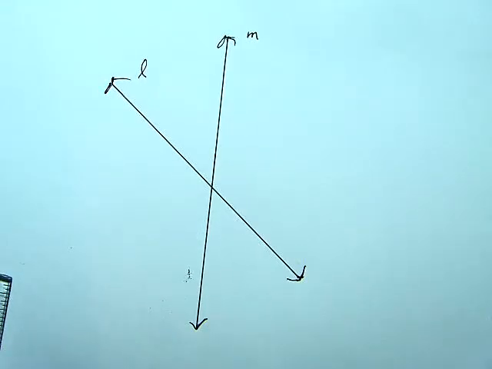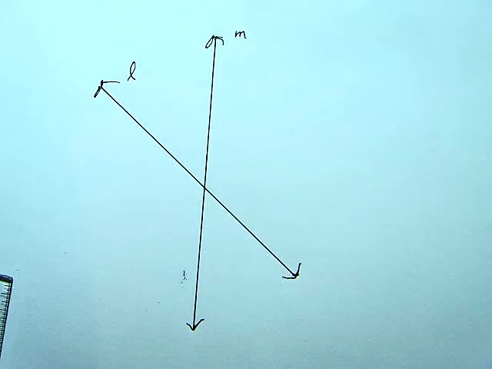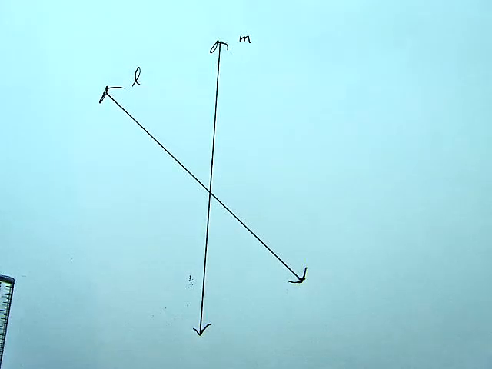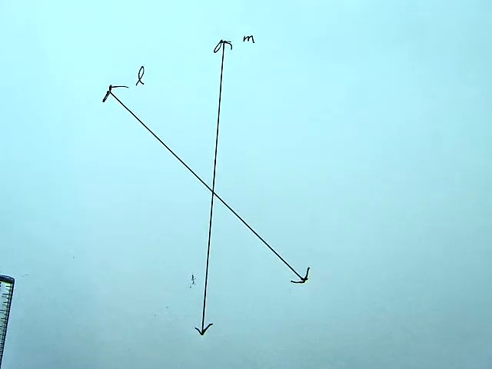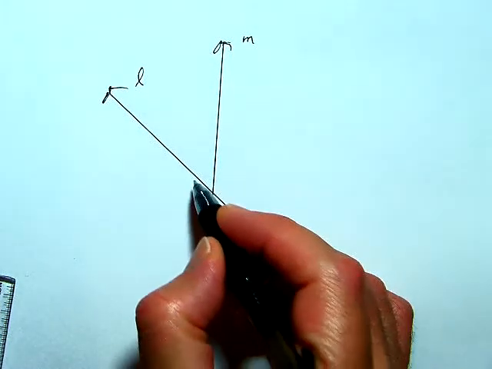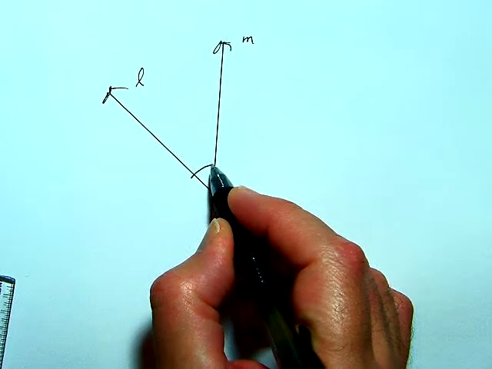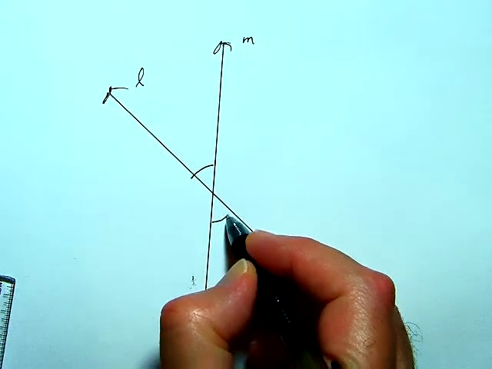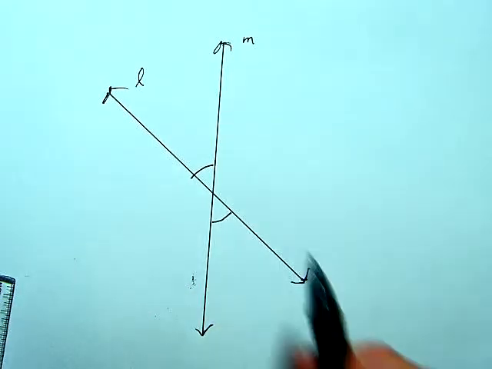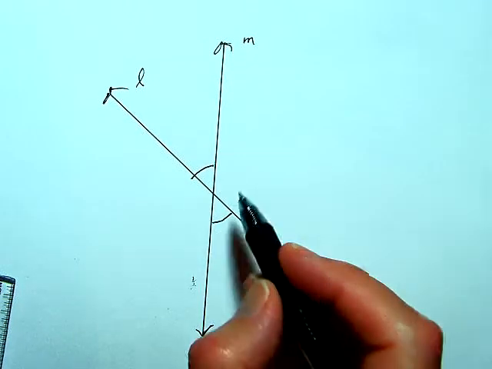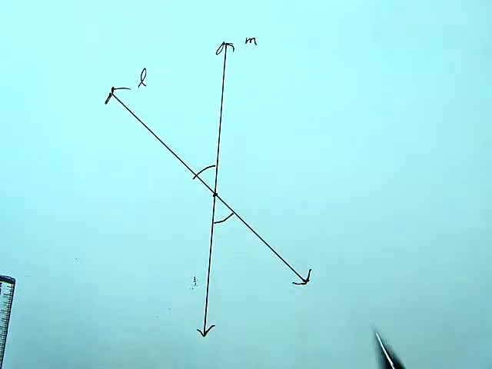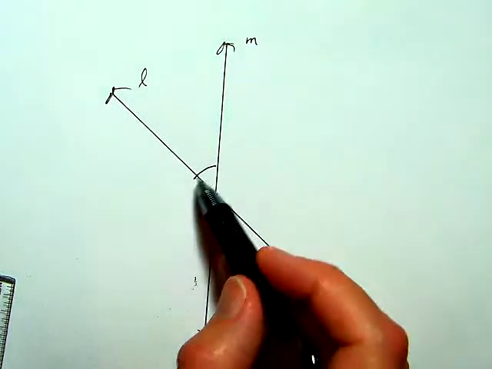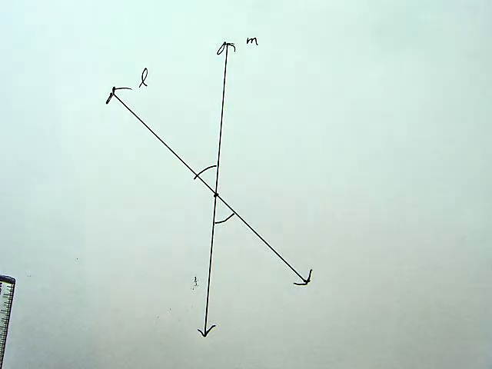Okay, and in fact, when 2 lines intersect, they create 2 pairs of vertical angles. So let's take a look at one of the pairs of vertical angles. This angle here and this angle here, which are sort of opposite of each other. Okay, they share the same vertex, but they're on opposite sides of the vertex. These 2 angles are vertical angles.